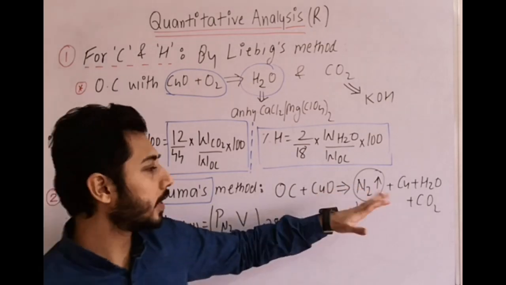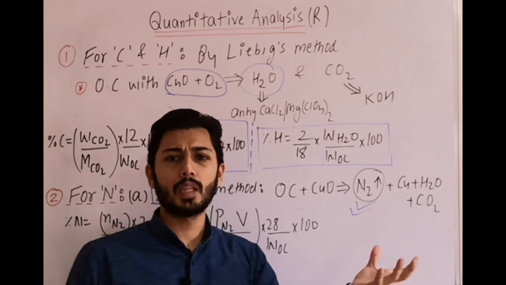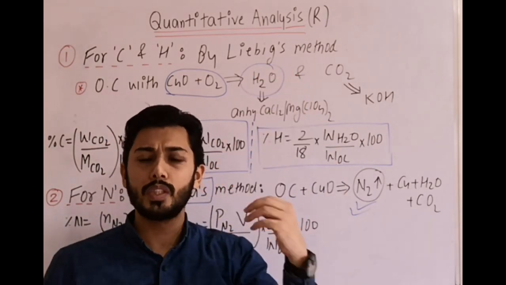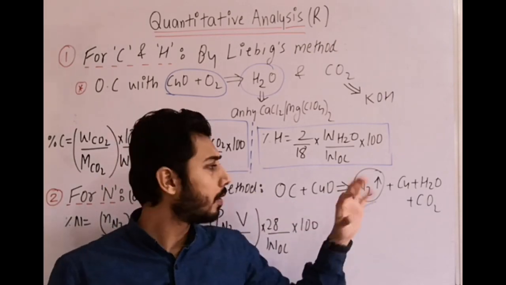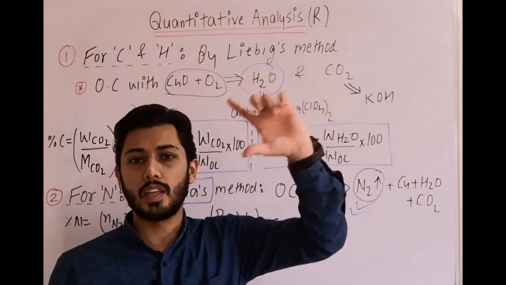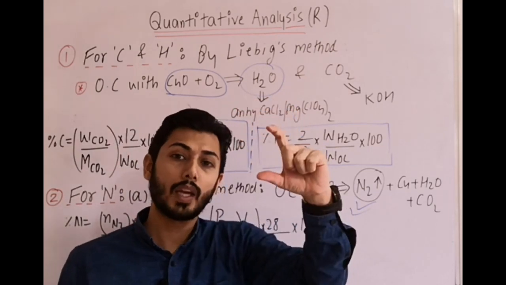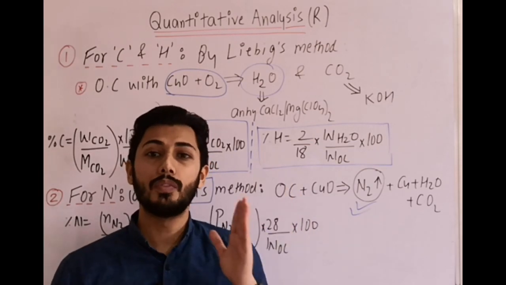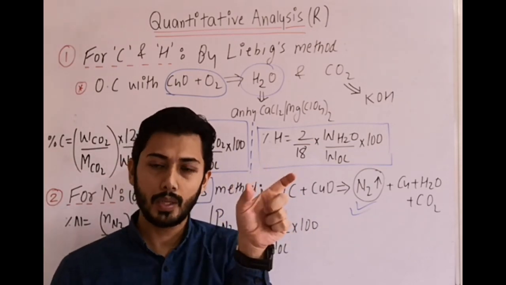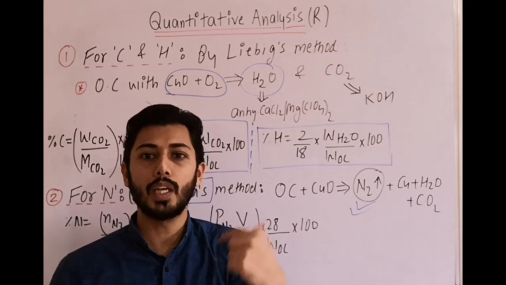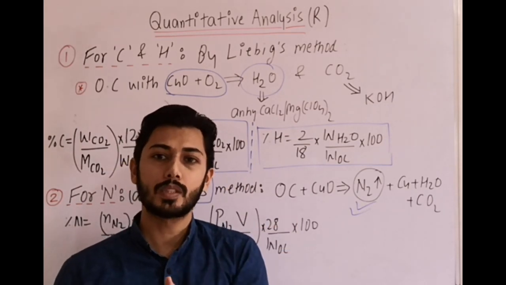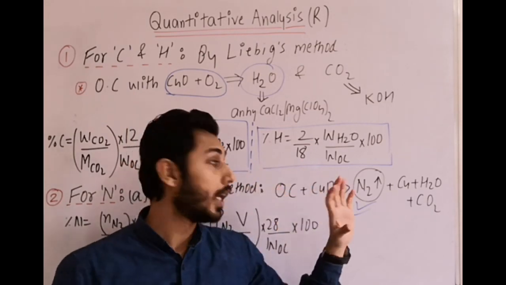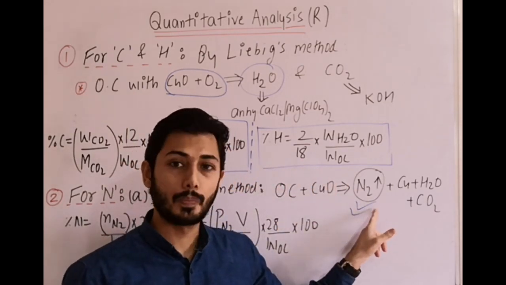Now this is collected over a solution of KOH, a complete setup is given. The KOH absorbs CO2, it absorbs SO2, it absorbs water vapor, everything. So N2 gas is collected, right? Now from that N2 gas we will finally reach up to which point? To find out the weight of nitrogen. And if we have the weight of nitrogen, divided by the weight of the organic compound into 100 will be the percentage of nitrogen. So in short, in Dumas method we are finding nitrogen percentage from N2, right?